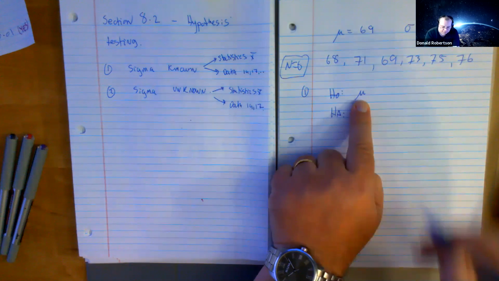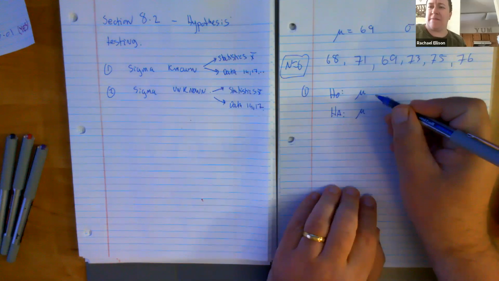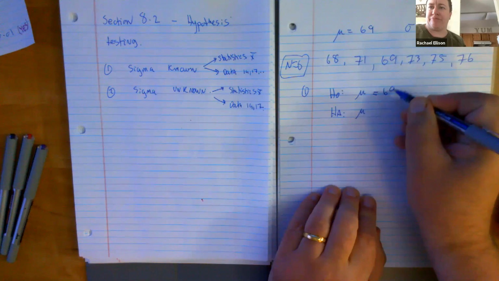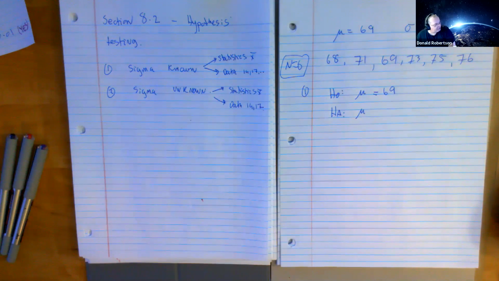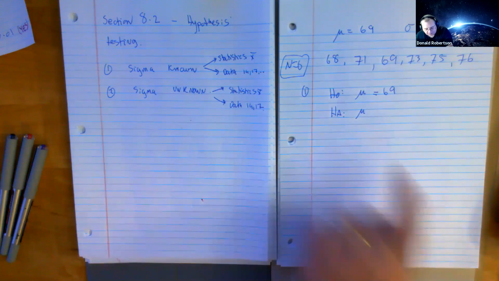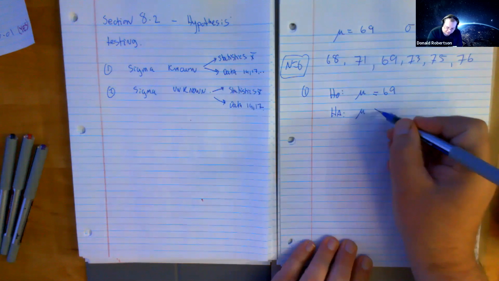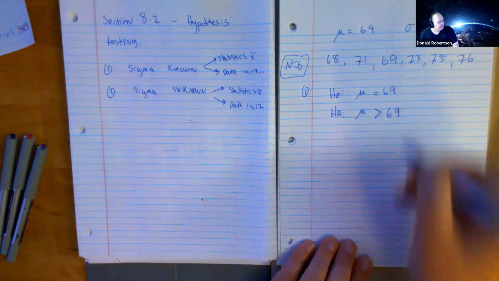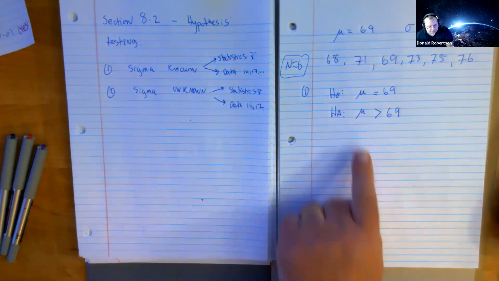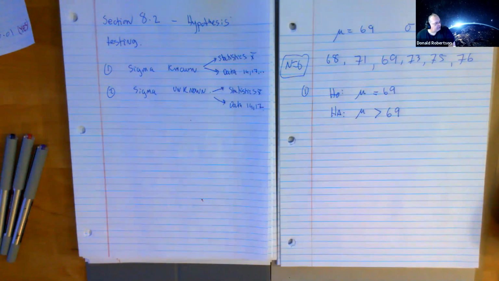Mu equals 69, right? Now, since I'm interested in proving that the basketball players of today are taller, wouldn't that make this one, is there enough evidence to prove that it's greater than 69? Great.